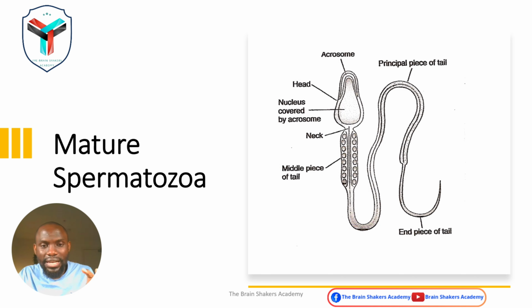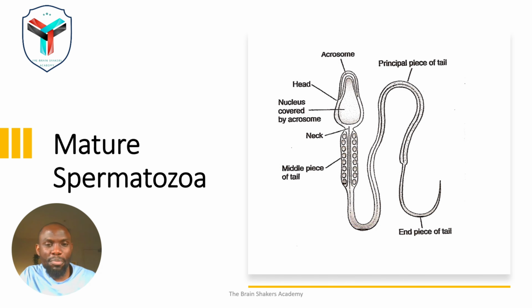So you now have a mature spermatozoa with an acrosome that has those enzymes and has the capacity to go ahead and fertilize an ovum. Without the maturation of the spermatozoa, pregnancy is not going to be elicited, because the spermatozoa would have no capacity to invade the ovum. That is all about the formation of the spermatozoa.